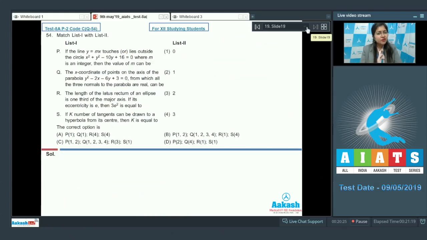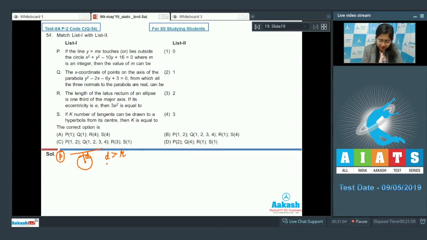Now last is question number 54. Here let's discuss option number P first, where it has been given that the line y equal to mx touches or lies outside the circle x square plus y square minus 10y plus 16 equal to 0, where m is an integer, then the value of m can be. Now it has been given that the line lies outside or touches this circle, which means that the distance of the center from the line, that is D, should be greater than or equal to the radius of the circle, right?